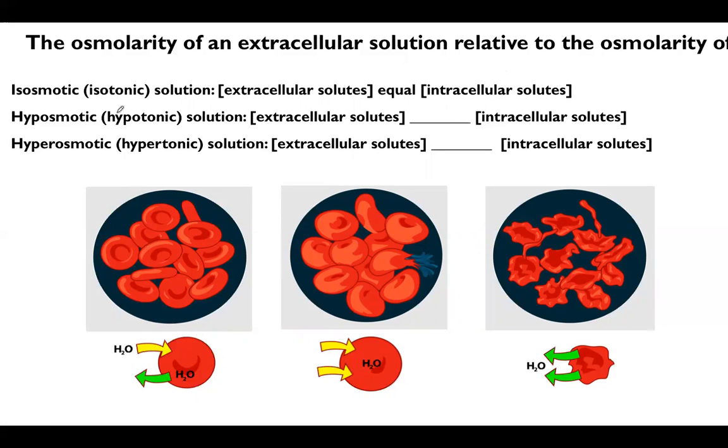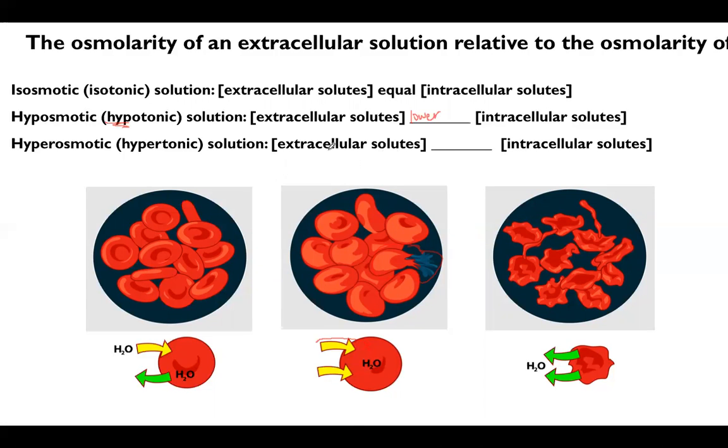We then have hyposmotic or hypotonic solutions. Remember, hypo going to blow. That means that the extracellular solutes are lower on the outside than the intracellular solutes. So if they're lower on the outside, water is going to want to go from low to high. So all the water travels into the cell, and as this one depicts, it blew up. There's too much water.